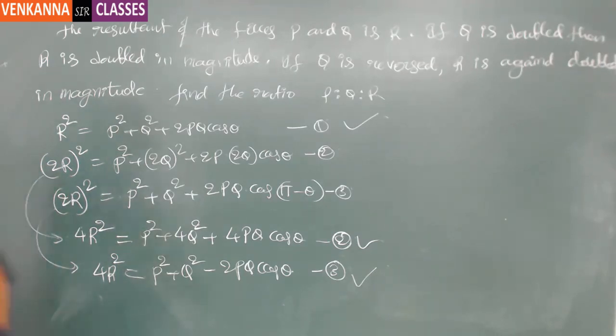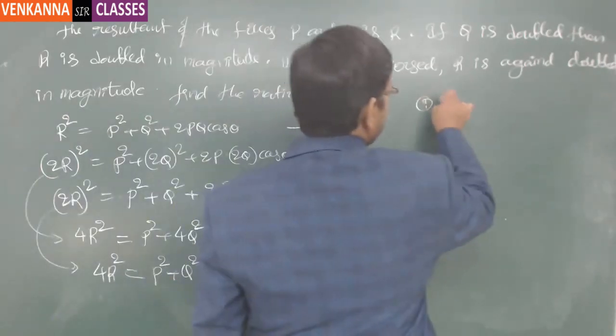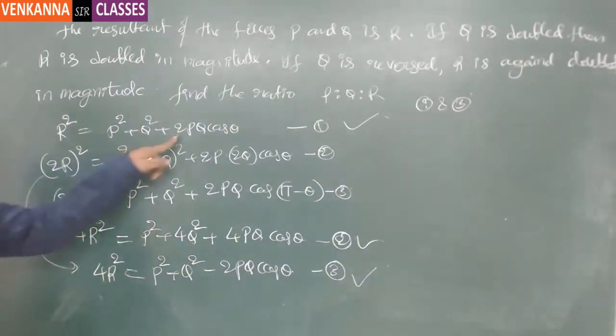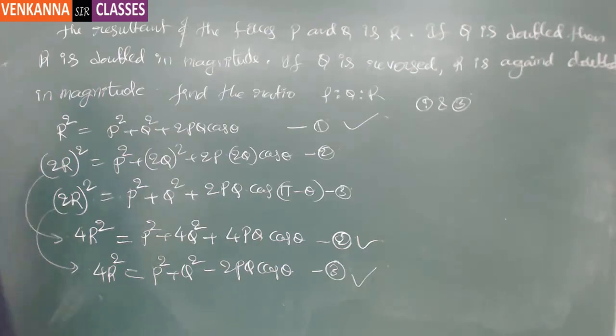Now let me solve this. From equation number 1 and 3, equation number 1 is r square is equal to p square plus q square plus 2pq cos theta. And the third equation is 4r square equal to p square plus q square minus 2pq cos theta. Right?